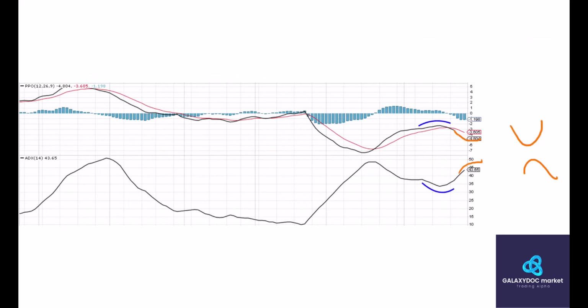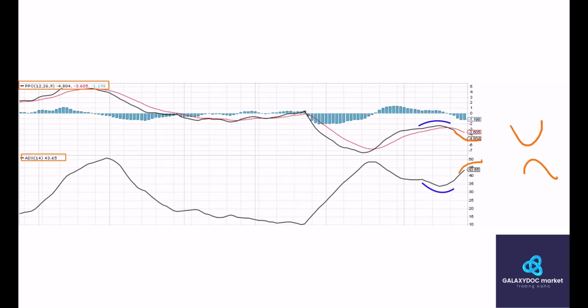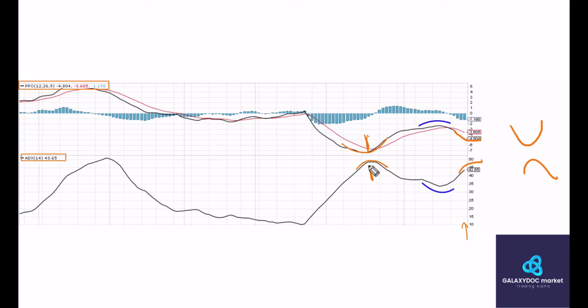Now, this is the typical PPO ADX indicator, and you have the PPO at the top and ADX at the bottom. So just so that you know, when you set up your chart, you need to set the PPO above the ADX. The predominant setup that we're going to focus on is the PPO and ADX as it crushes in a bullish fashion. Right now, today, as I'm making this video, it is making this bullish cross at the moment. Let's focus on this aspect as we bring up the chart.